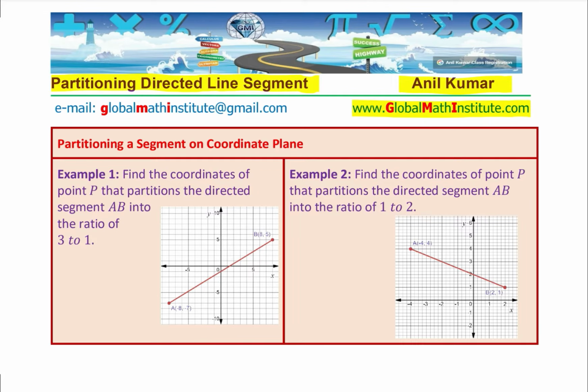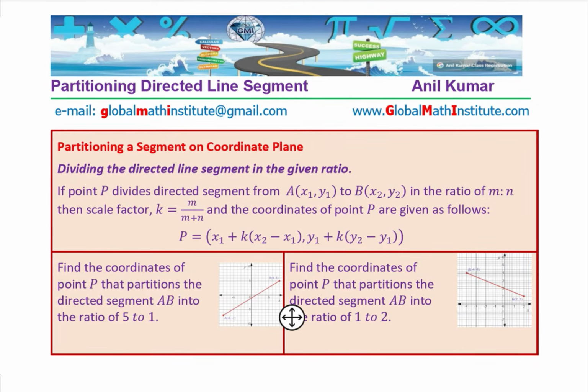Now, the common formula which is used for such applications is also given here. So we are talking about directed lines. That means we know the direction in which we are moving, A to B, correct? Once we are given the coordinate points x1, y1 and x2, y2 with the ratio m to n, in that case, we find a scale factor m divided by m plus n, and we can use this coordinate point formula to find directly the value of P.